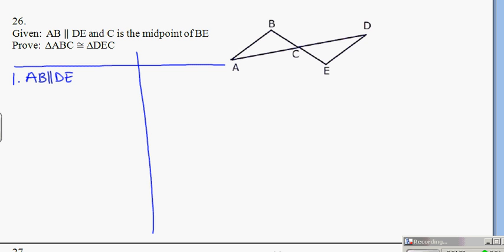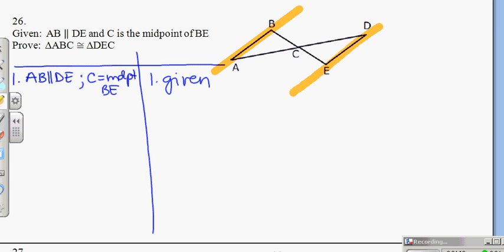In butterfly proofs, like I have, I need to be really looking for alternate interior angles. I'm going to take my highlighter and extend my parallel lines because that makes it a lot easier to see. Okay, mark my picture. These guys are parallel.